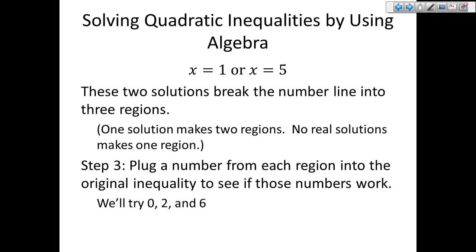So our third step here is to plug a number from each region into the original inequality to see if those numbers work. So remember, my 3 regions are the numbers before 1, the numbers between 1 and 5, and the numbers after 5. So, a number from each of those 3 regions. Let's try 0. 0 is always a great number, no matter where it fits in. That's obviously going to be from the region before 1. Then I'm going to try 2, because that's a number between 1 and 5. And then I'm going to try 6, because that's a number after 5.